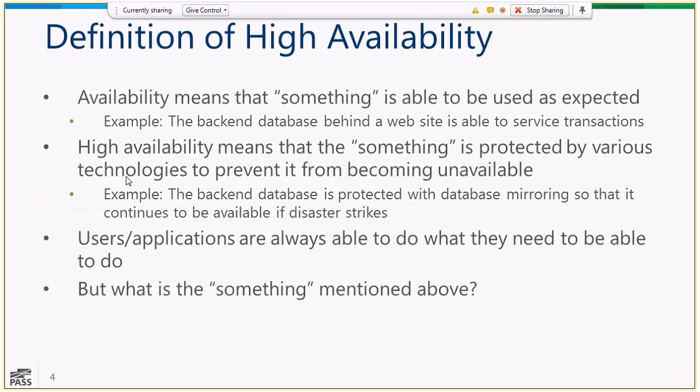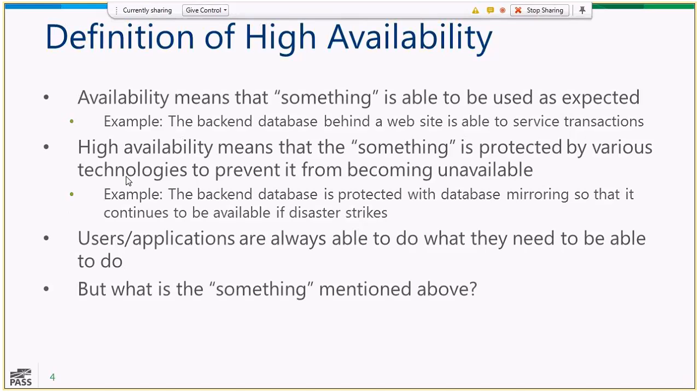So what is high availability? Well, basically it just means that you have something that is able to be used as expected no matter what little things might happen to prevent that from occurring. So for example, you've got a back-end database that's behind your website and that's available to service the transactions from the website, no matter what else might be going on. High availability means that you have done something to protect that database server from becoming unavailable. And there's lots of different technologies available to do that with, and you don't have to pick just one technology, you can combine them.